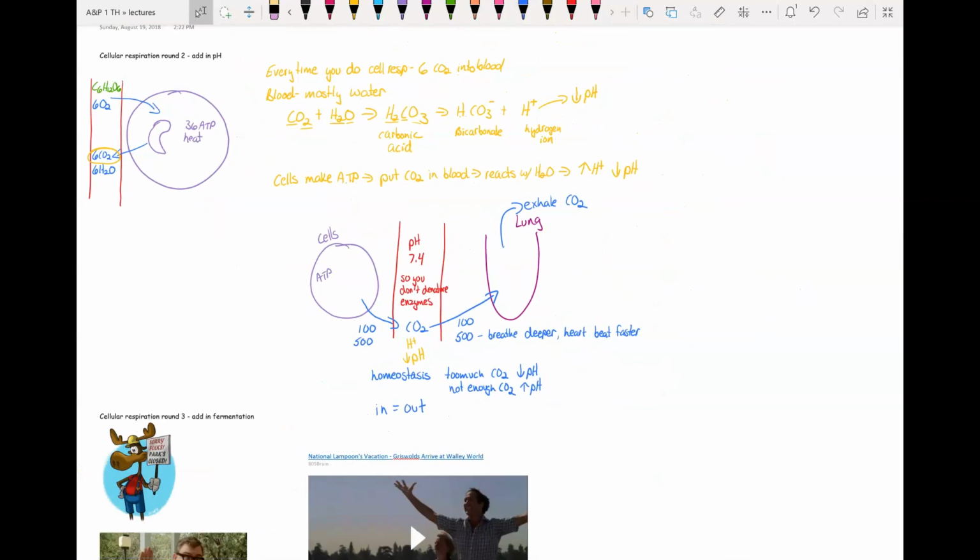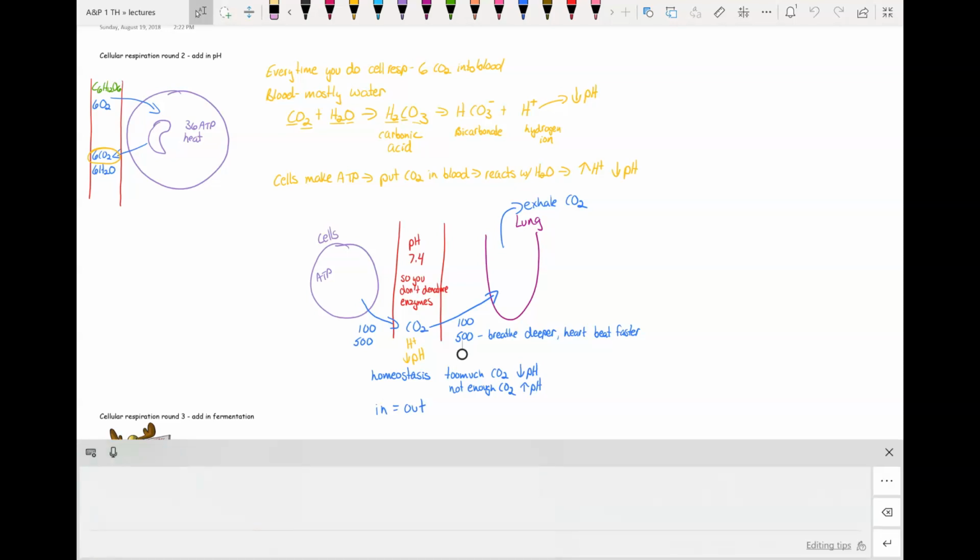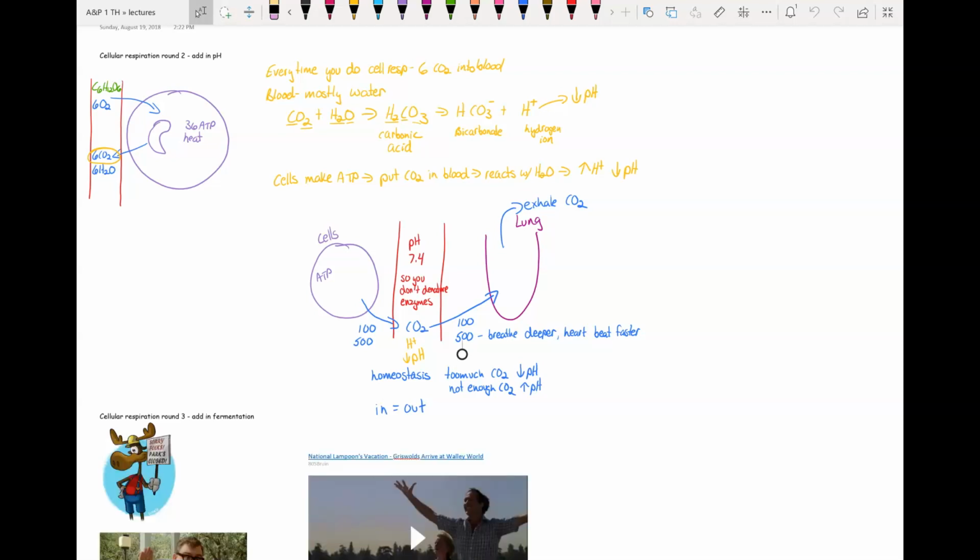So cellular respiration plays a big role in your pH. And your breathing rate, the reason you breathe heavy when you exercise is to get rid of that extra carbon dioxide so you can keep your pH at 7.4. A lot of people want to say, oh, you breathe heavy so you can get more oxygen. You do use more oxygen when you exercise, but that's not why you breathe heavy. You breathe heavy to get rid of the extra carbon dioxide and keep your pH at 7.4.